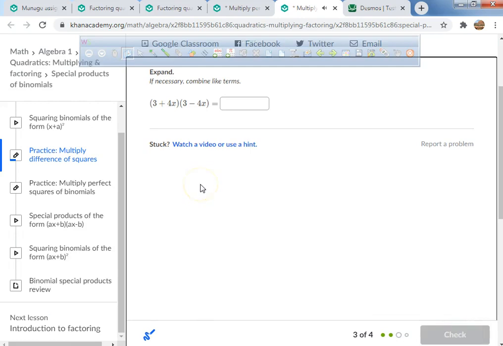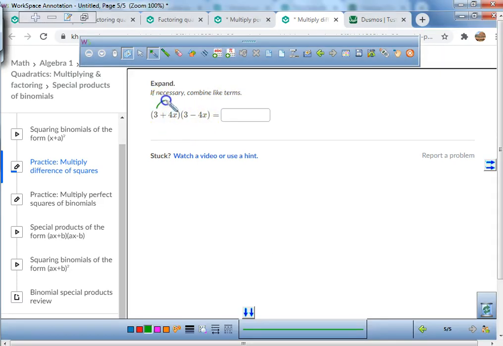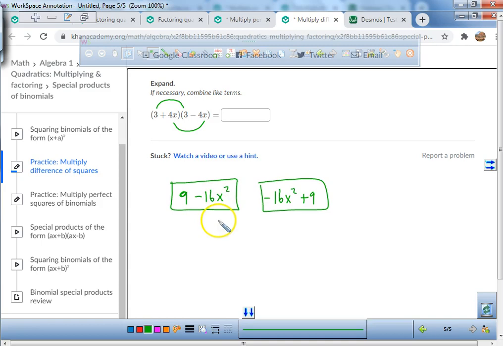Now, this one right here is a little bit trickier, but we're not going to do a whole bunch with it. We're just going to focus on multiplying the first terms and the last terms. That's the shortcut. 3 times 3 is 9. 4 times -4 is -16. x times x is x squared. Now, they didn't say write it in standard form. In standard form, I'd have to write it as -16x squared plus 9. These are the same, but it didn't say we had to write it in standard form.